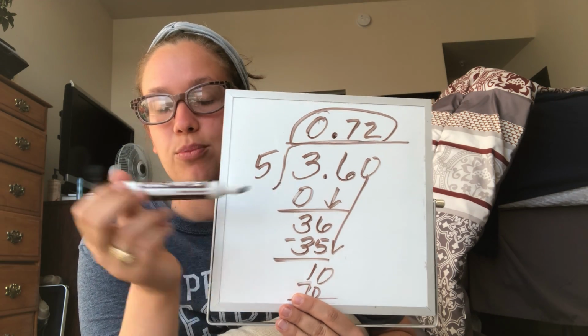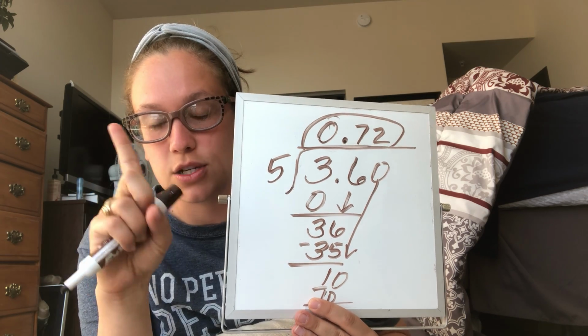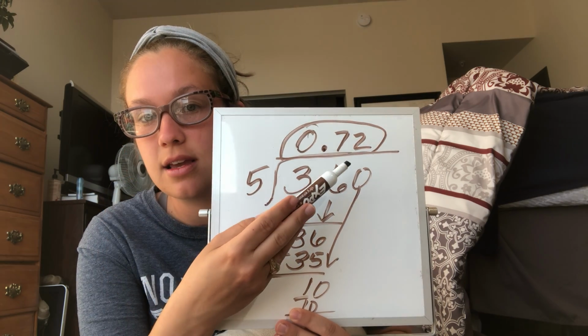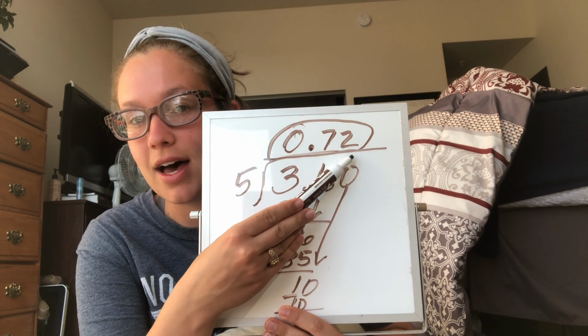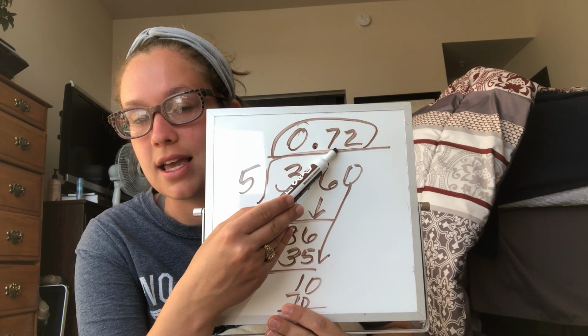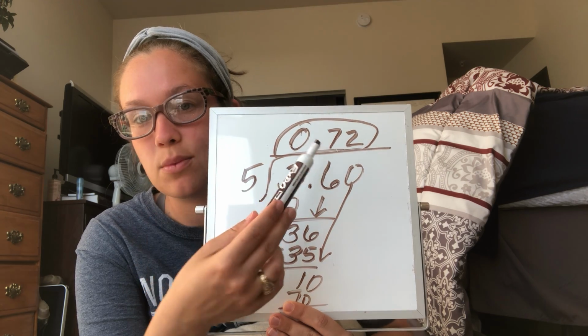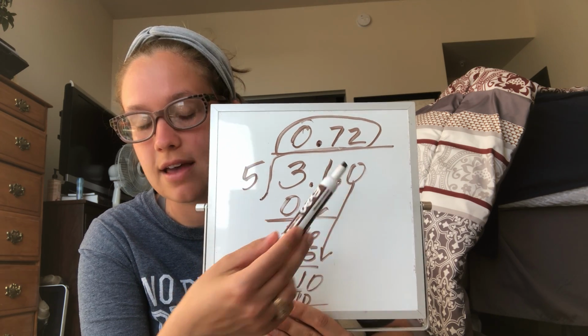So my answer is 0.72. If I wanted to round that to 1 decimal place, I'd look at my hundredths place. This is less than 5, so this will stay the same. So my answer to 1 decimal place would be 0.7.